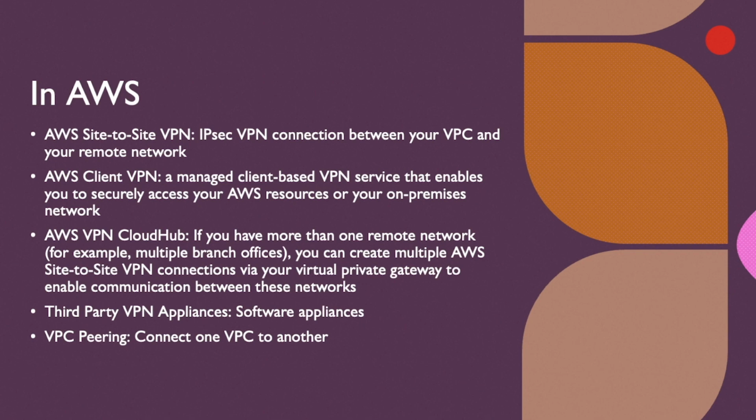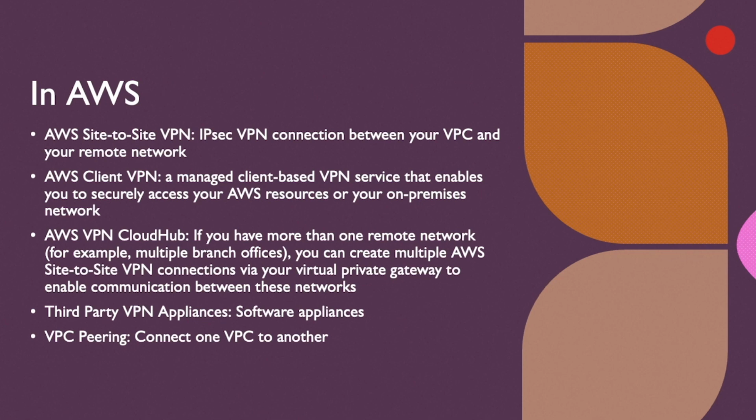Next, you have AWS VPN CloudHub. So what this does is if you have more than one remote network, so if you got multiple colos, a bunch of different offices, etc., you can create multiple AWS site-to-site VPN connections via a virtual private gateway to enable communication between these networks. So again, if you have multiple offices, you have a couple colos, you can create this private gateway to connect all of them.